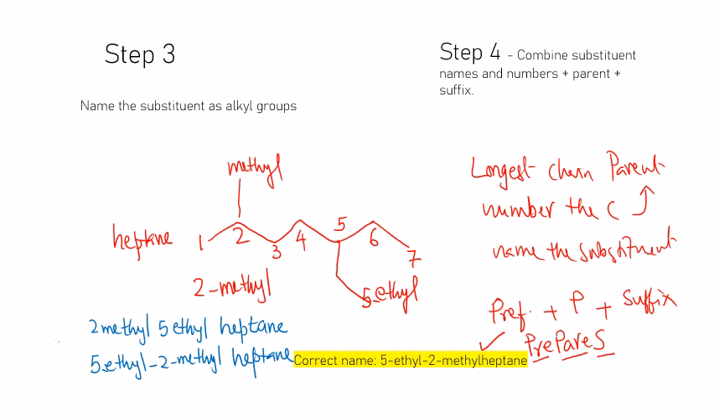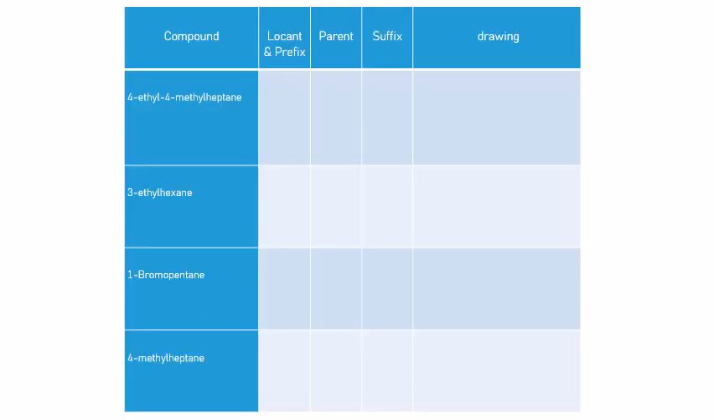Let us try a few examples now. In these examples, I will show you how to draw backwards. I mean, that is from the name to the drawing. So we have to identify from the name the prefix, which is the name and locant, and the parent and the suffix. So in the first example here, 4-ethyl, 4-methyl. So I have two prefixes, 4-ethyl and 4-methyl.